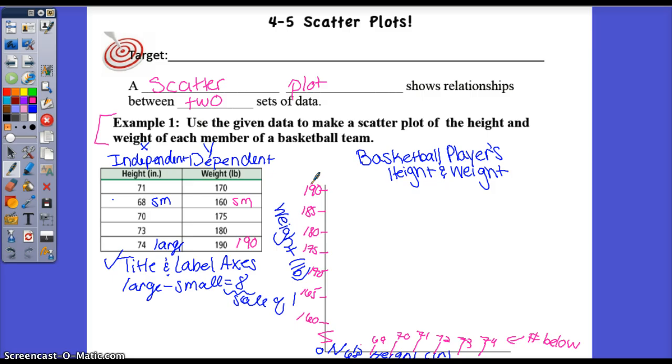So now that we've done everything, we have a scale of 1 there because it was less than 10. When it was bigger than 20, let's just go by 5, so that was pretty good. And now let's go ahead and plot our points.